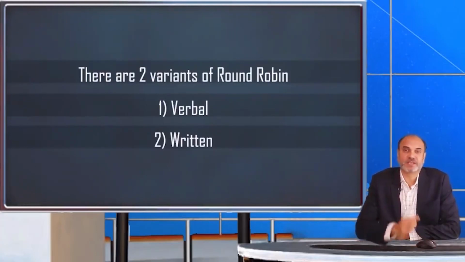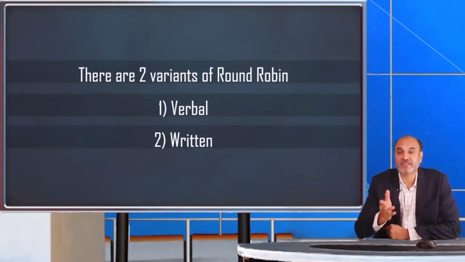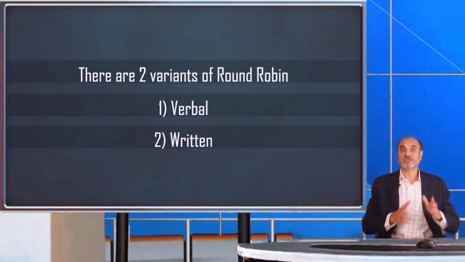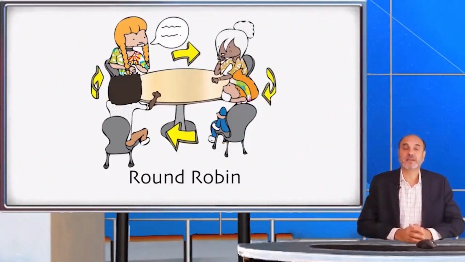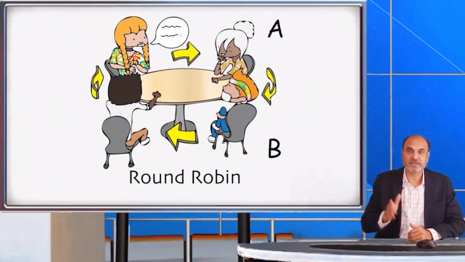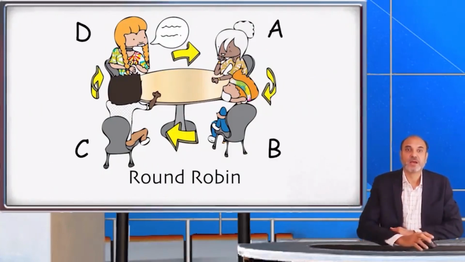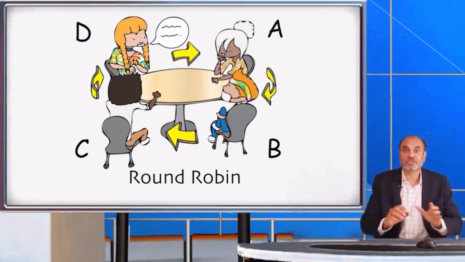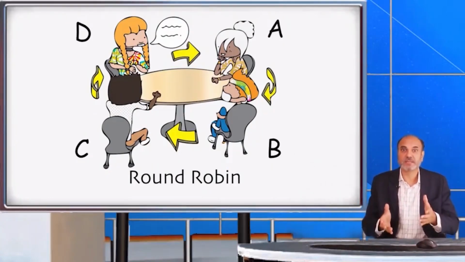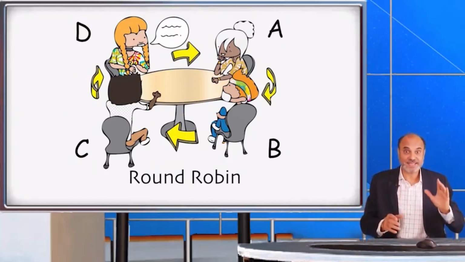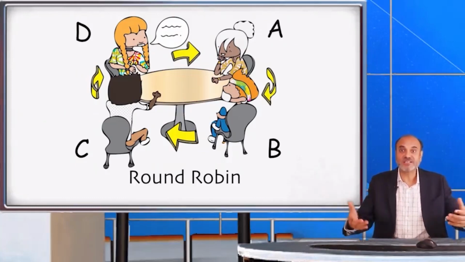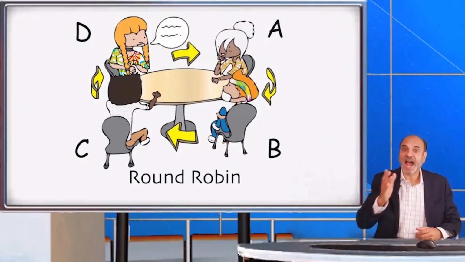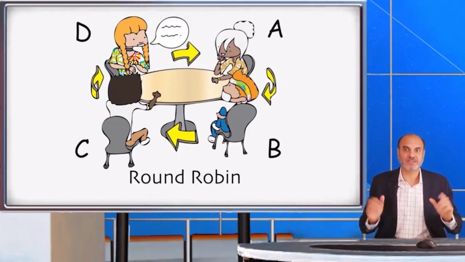It has got two variants. One is verbal and the other is written. Let me tell you about the verbal round robin first. Let us say that there are participants A, B, C and D. First, A will give an idea. If B has an idea, he or she will give an idea. If not, then B can say pass. Then it is C's turn to give an idea. This goes on and on with each participant either giving an idea or saying pass.